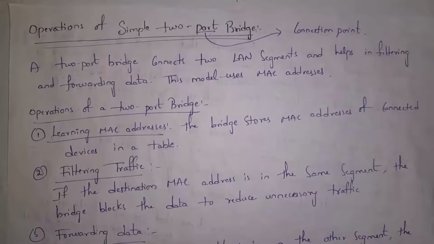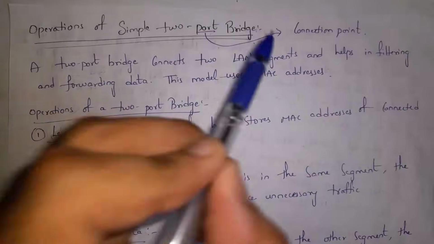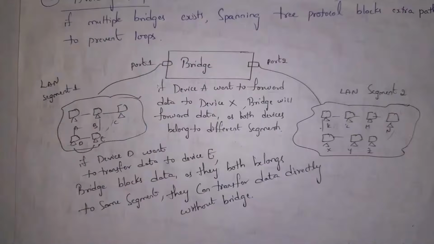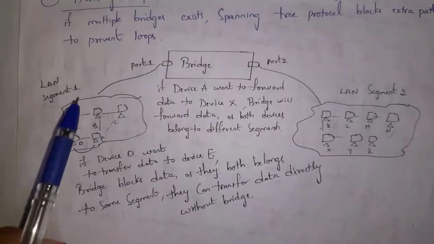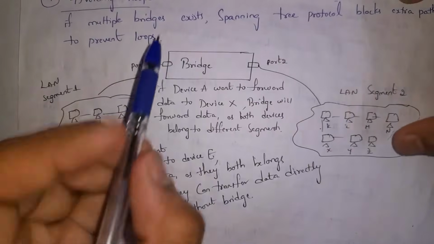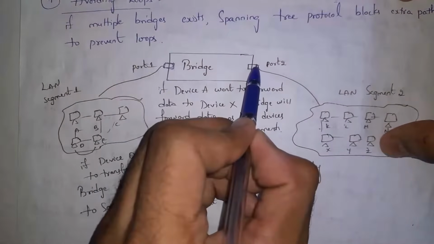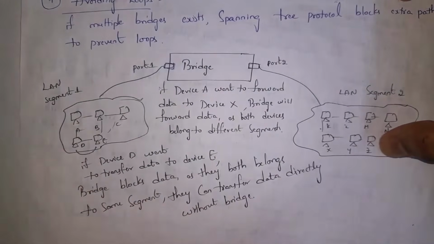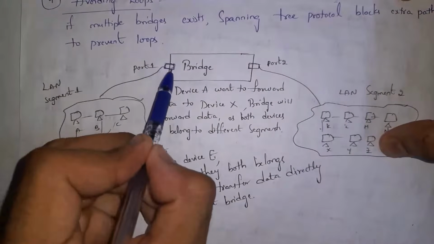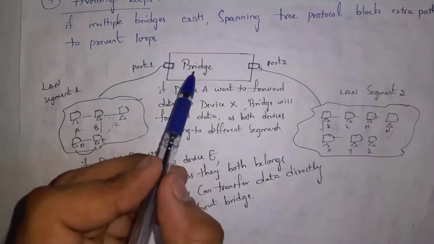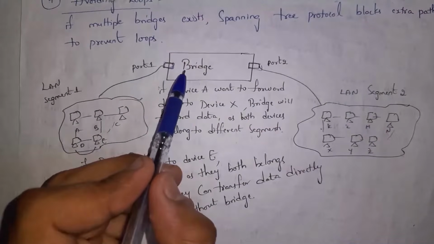Next I will explain the operations of a simple two-port bridge. Guys, a port is nothing but a connection point. Just for example, there are two local area networks and these two LANs are connected to the bridge by using two ports. Ports are nothing but connection points. The bridge contains two ports, and by using these ports, two local area networks are connected. So we call this connection point port 1, and similarly this connection point port 2. As this bridge contains two ports, we call this bridge a two-port bridge.